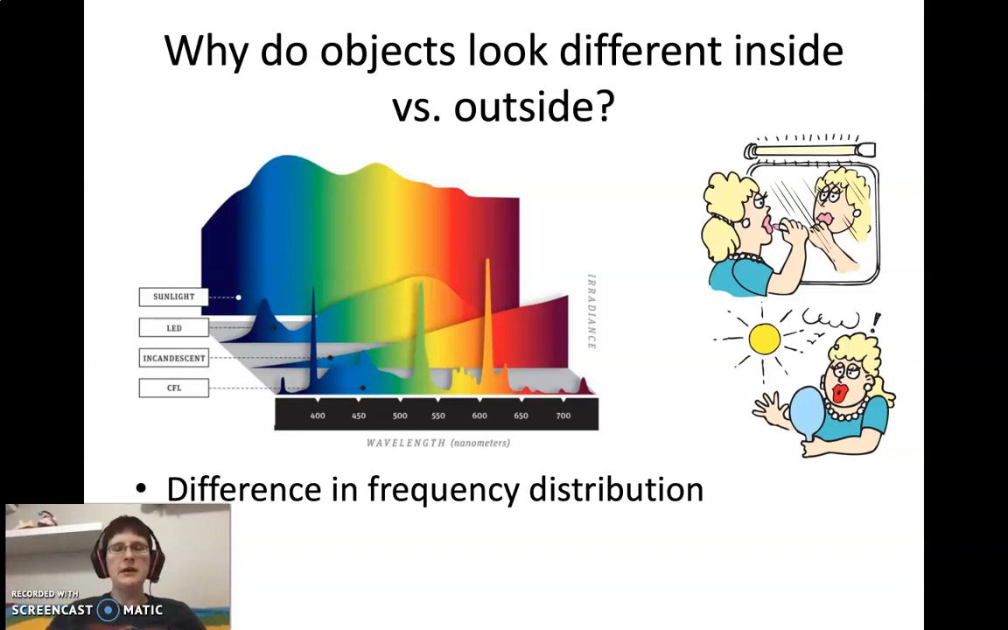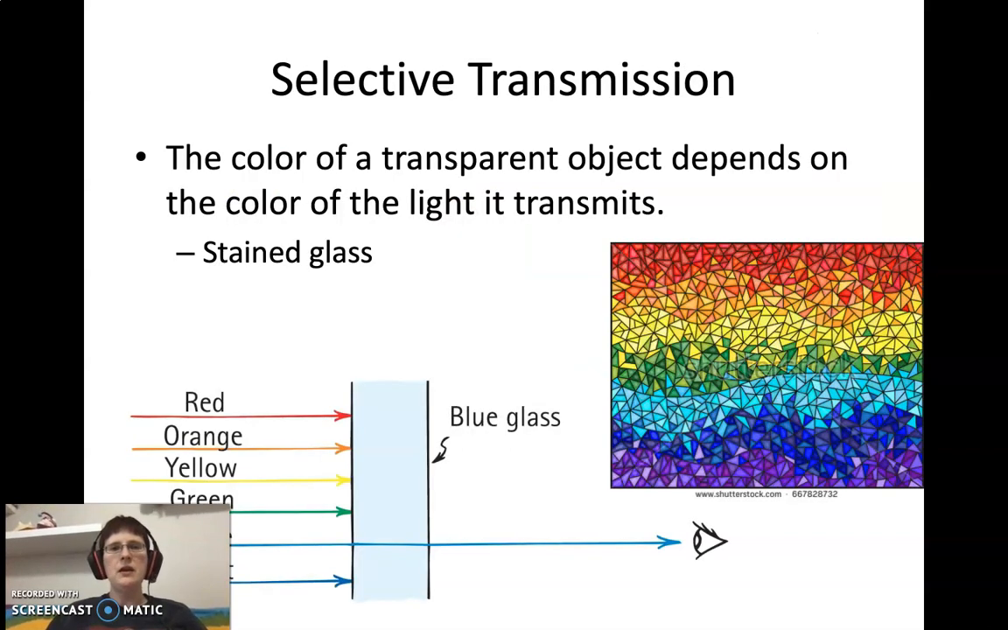Right, welcome back again. This is lecture 6 for light, chapter 7. This is where we left off talking about why things look different when you're inside or outside. Next thing to look at is selective transmission. It's a lot like selective reflection, which is what we were just talking about. The difference is, obviously, this is transmission, so the light traveling through the objects, specifically transparent objects.